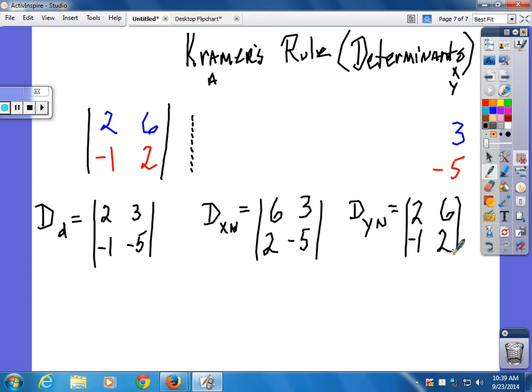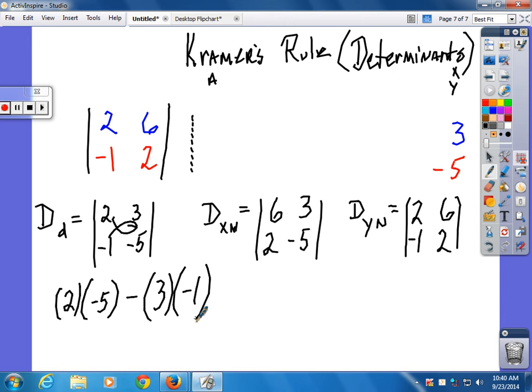And what's the determinant? Well, just remember a fish. Just remember a fish. 2 times -5 minus, that's the minus, 3 times what? -1. Do that with each one of these.